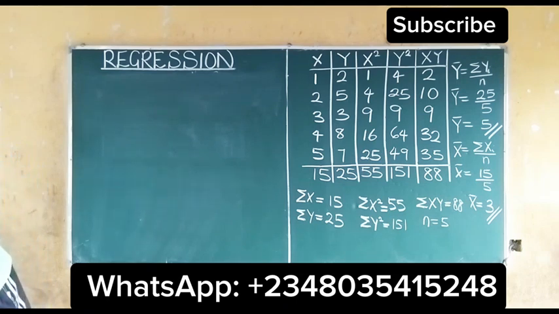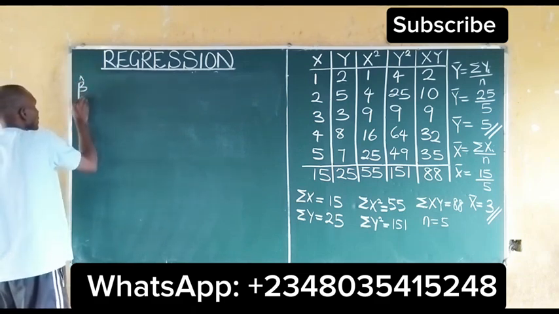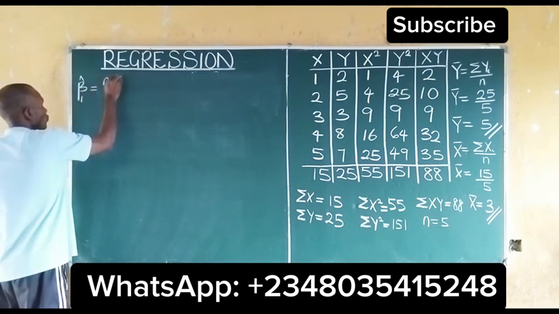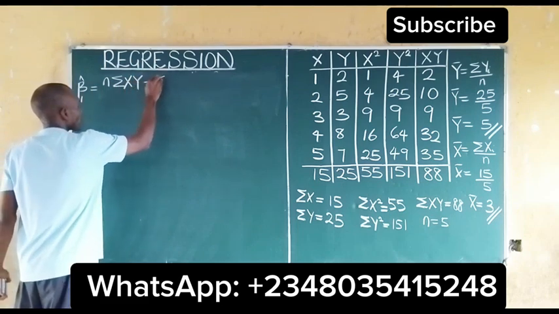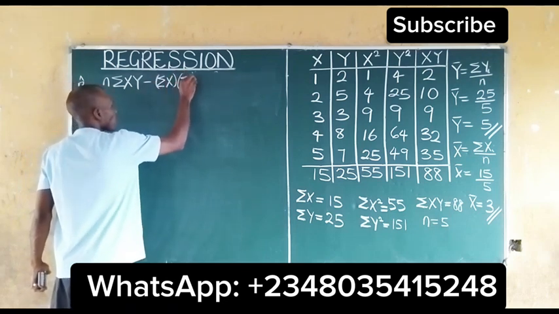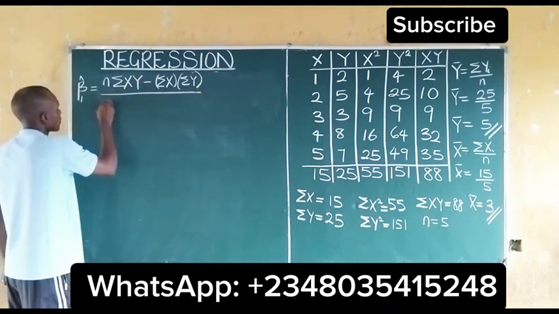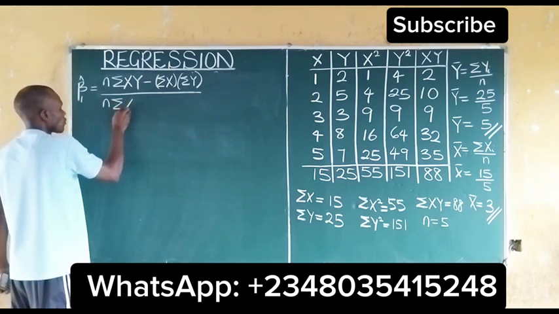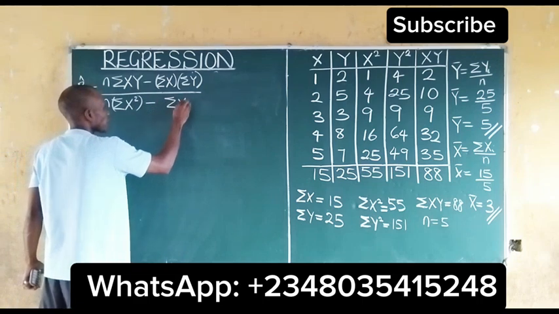All right. So we can simply write our B1 estimate to be n multiplied by summation of xy minus summation of x multiplied by summation of y, all over n summation of x squared minus summation of x all squared.